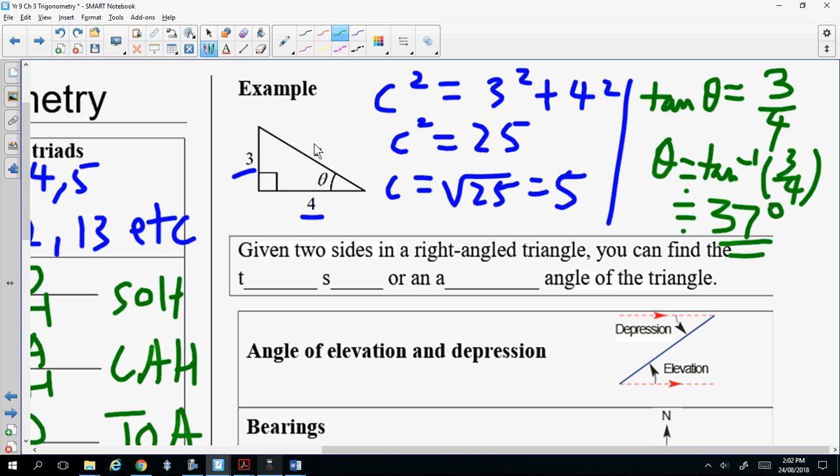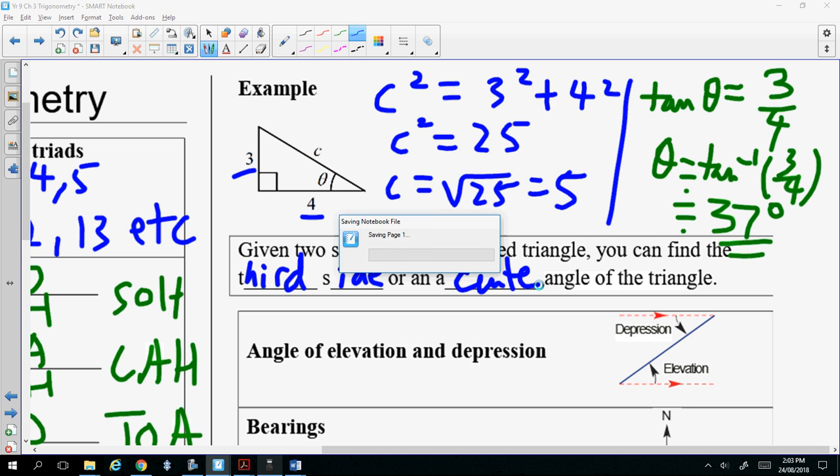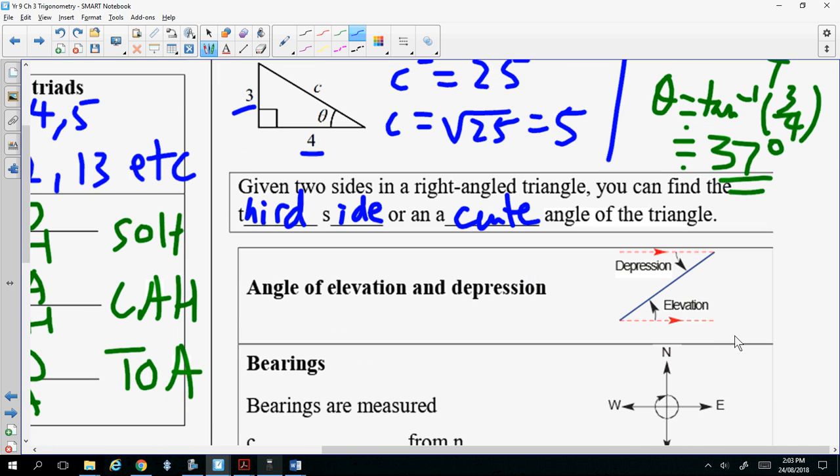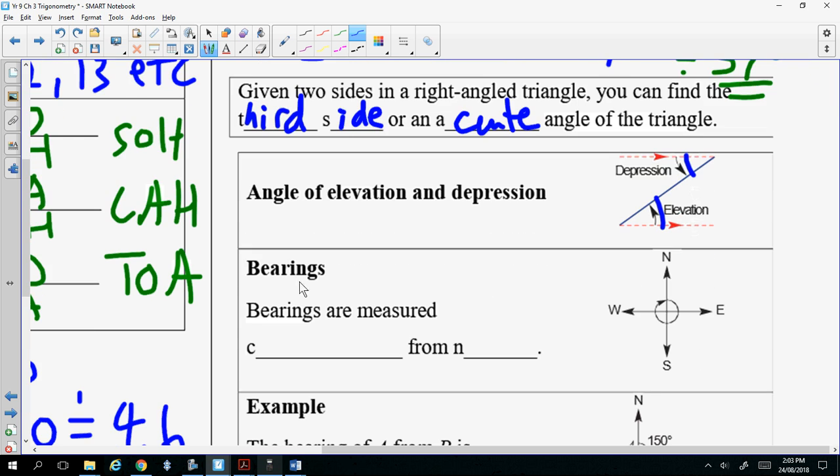Okay, good. Given two sides in a right angle triangle, you can find the third side using Pythagoras or an acute angle of a right angle triangle. Yep. Okay. We also have the angle of elevation and depression. The elevation is the same as the depression because they're alternate angles. And the bearings are shown here. It is measured clockwise. Very good.